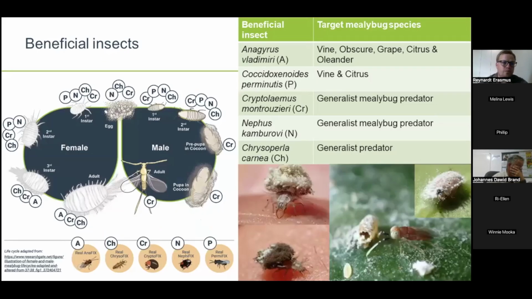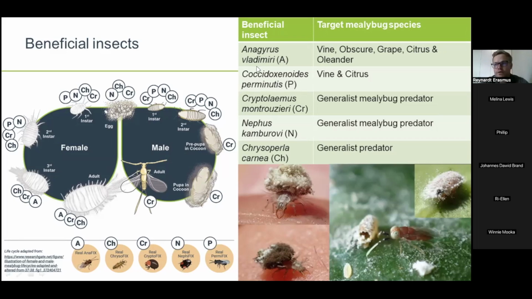Let's start off with beneficial insects, which form part of the biological control pillar. At realIPM, we have 5 beneficial insects at our disposal to combat mealybug infestations, with the first 2 in this table being Anagyrus vladimiri and Coccidoxenoides perminutus.